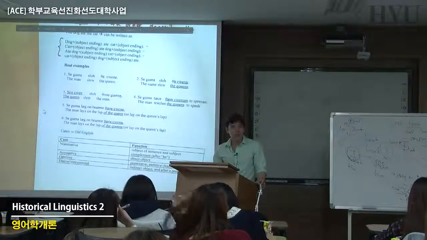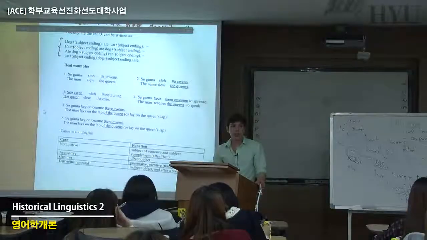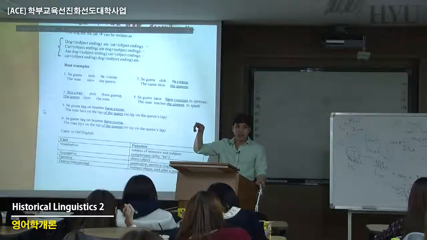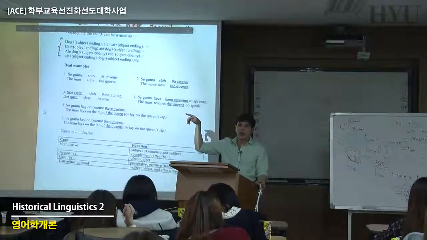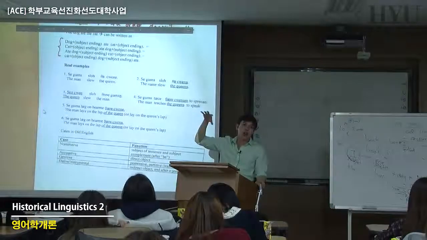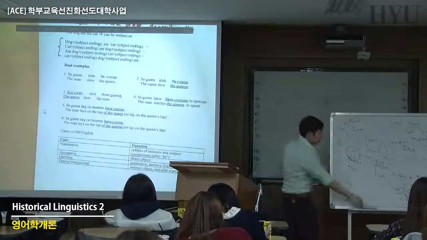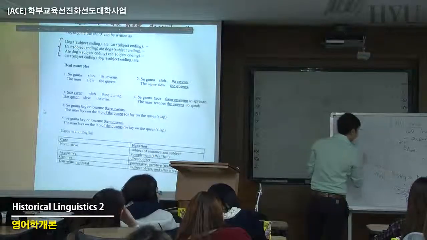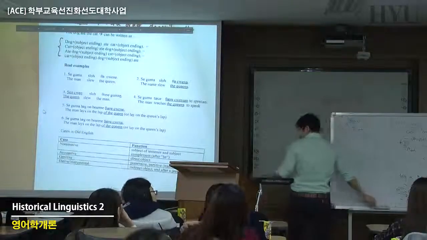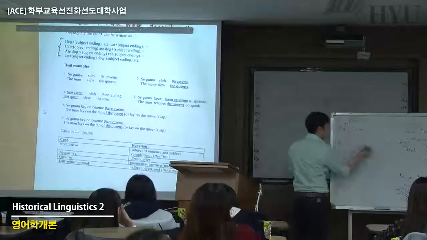Next one is genitive case. Genitive is the possessive case. It's just like the apostrophe s or the word of. Like the book of John or John's book, same thing. So it would look like this. The book of John, John's book.